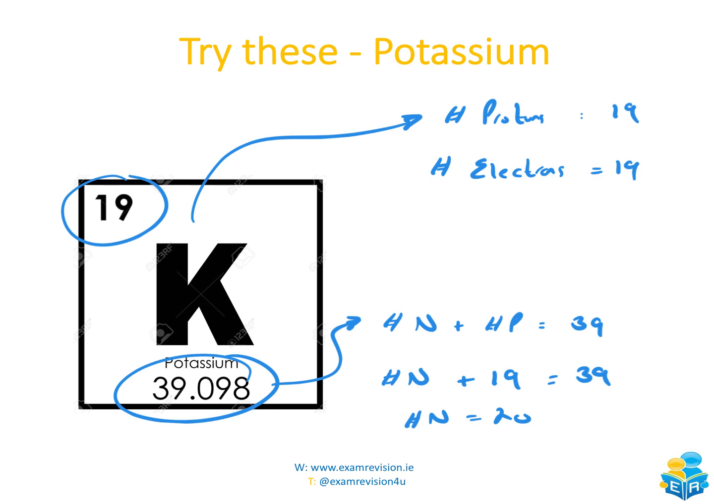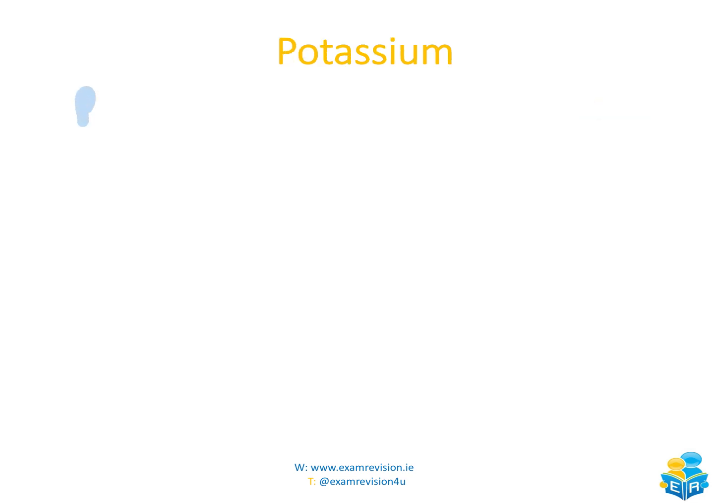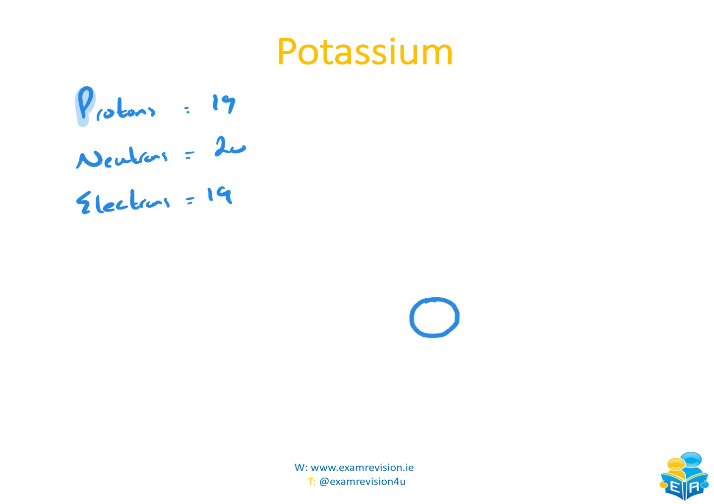So in this case, we actually don't end up with the same number for all 3. Protons was 19, neutrons was 20, and electrons was also 19. So in the nucleus, we have our protons and neutrons. 19 protons, 20 neutrons, they're accounted for. And now we need 19 electrons. So on that first shell, we're allowed 2. Still have 17 more to go.